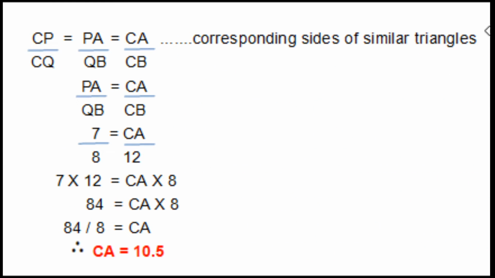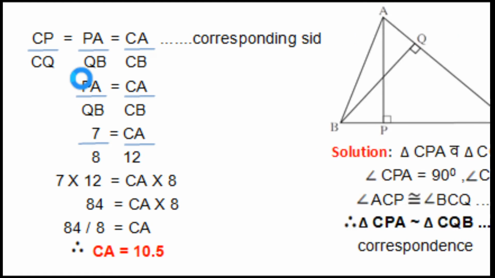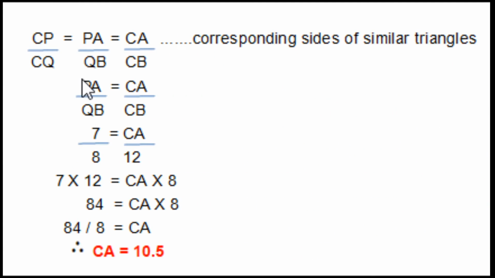Now we are taking the ratios of corresponding sides. CP upon CQ is equal to PA upon QB is equal to CA upon CB. Now the values AP, BQ and BC are given, so we won't consider the first fraction. Then PA upon QB is equal to CA upon CB. Put values 7, 8, CA and 12. Cross multiply it. So you'll get 7 into 12, 84, is equal to CA into 8. So CA we get 84 divided by 8, that is 10.5.